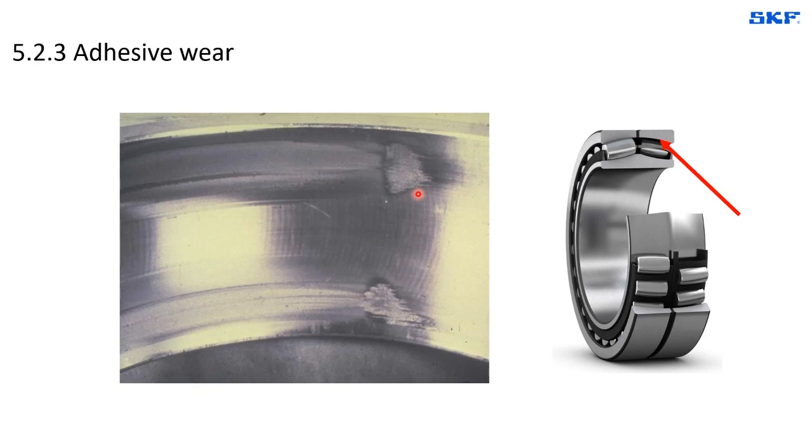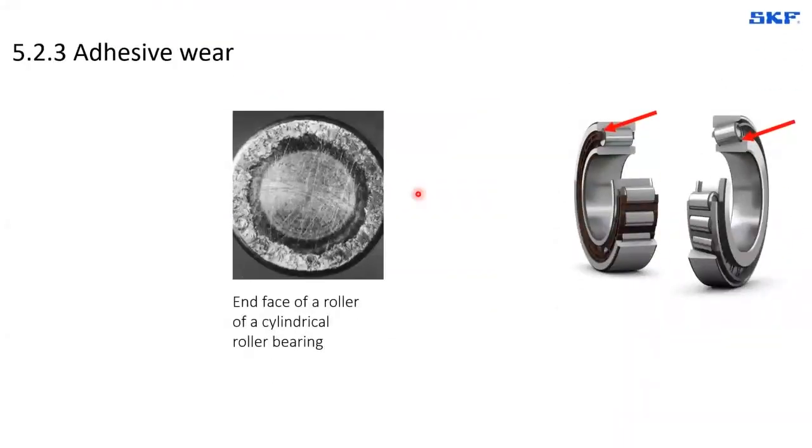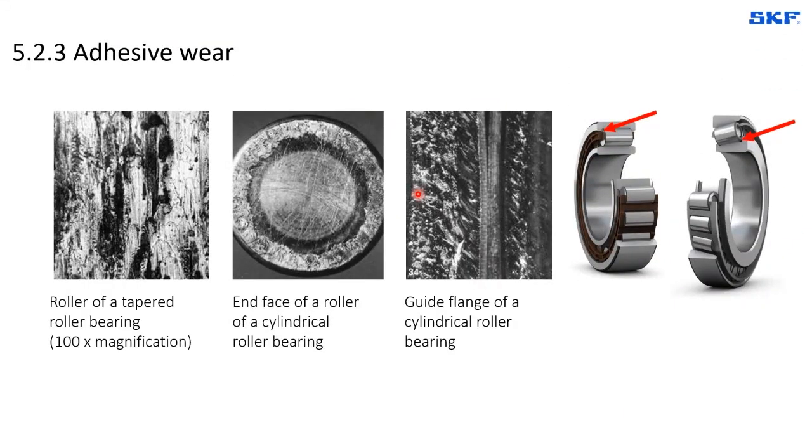bearing. Usually when the bearings are having some improper lubrication in combination with very, very light loads and high-speed operation. And this type of adhesive wear can also happen, for example, between the flanges and the rollers on cylindrical roller bearings and on taper roller bearings.